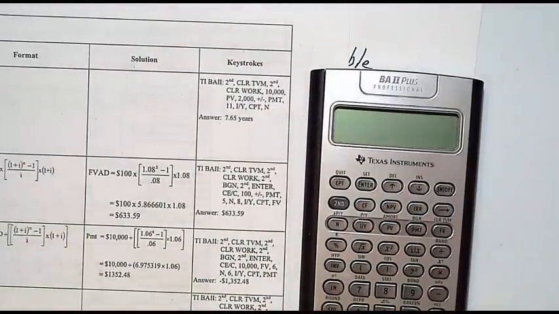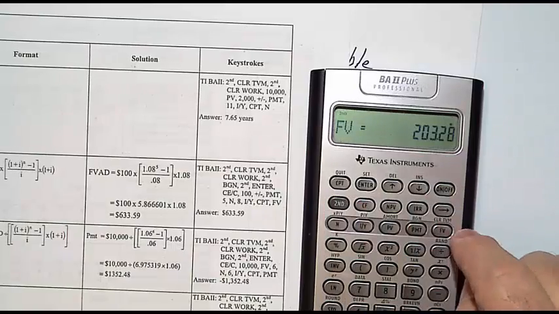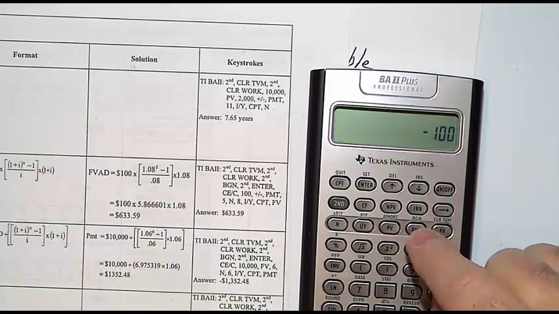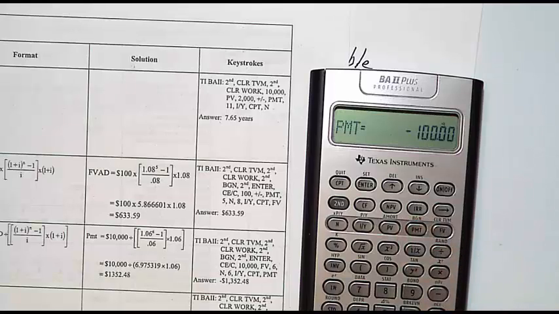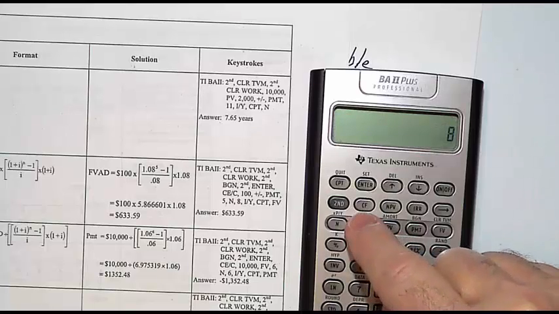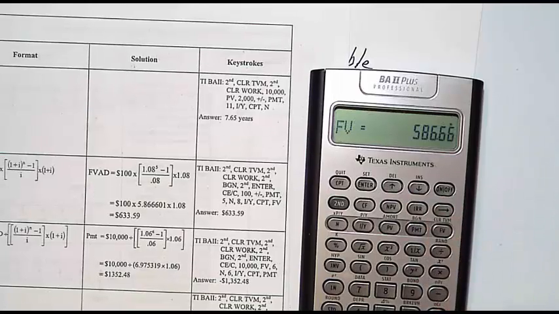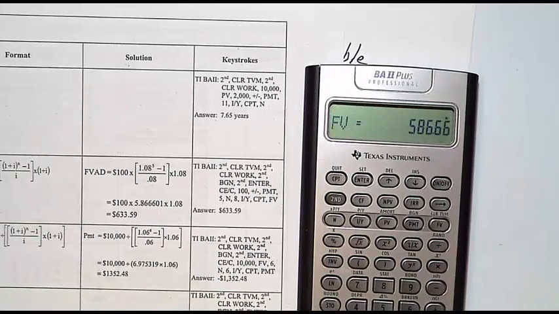And now here we'll use the calculator. So calculator on, clear TVM, clear work. And our payments are 100. So 100, change signs, is our payment. And 5 is our N. And 8 is our rate. Compute future value, and that comes up to be 586.66. So what went wrong? Well, we forgot to change it to beginning of period payments.